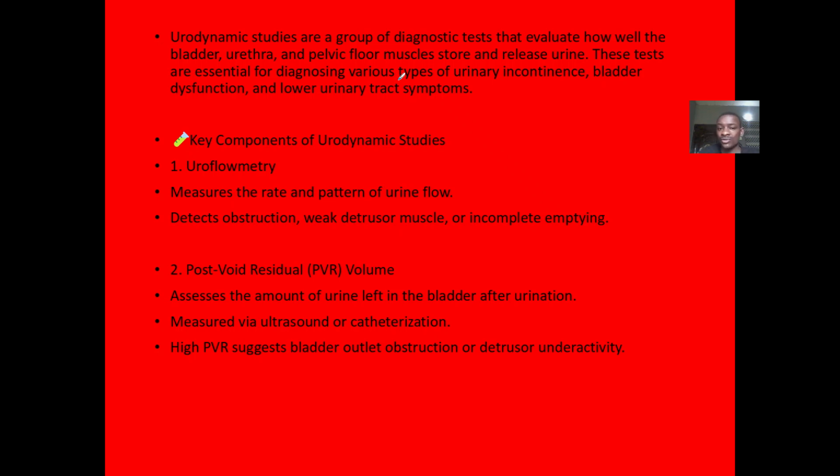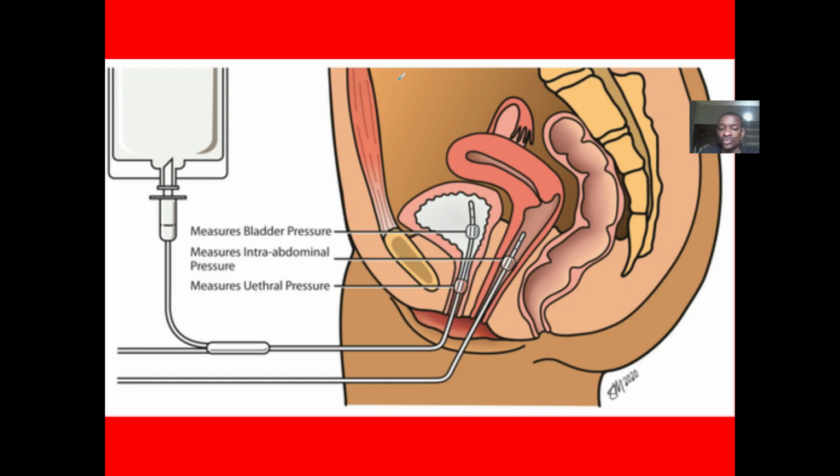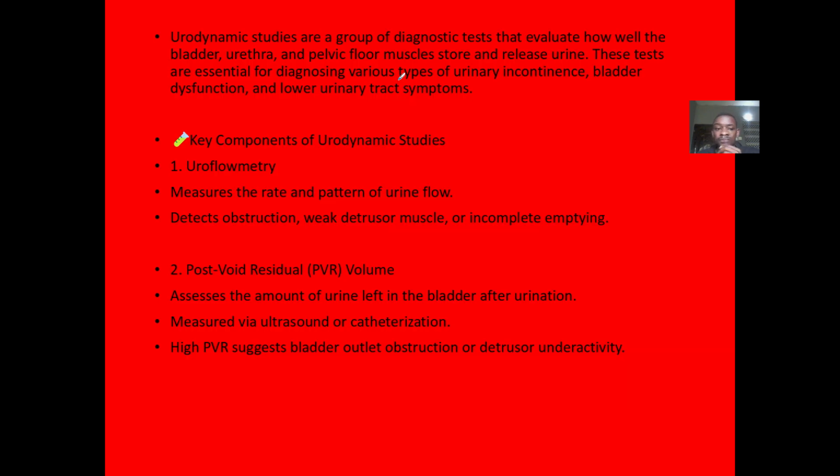So key components of urodynamic studies, that's things you do in urodynamic studies that you shouldn't miss out. You have things like what? Uroflowmetry. That one, you are trying to detect the rate and pattern of how urine is flowing. It detects if there is obstruction or a weak detrusor muscle or incomplete emptying. Then post-void residual volume, trying to assess the amount of urine that is left after somebody urinates.